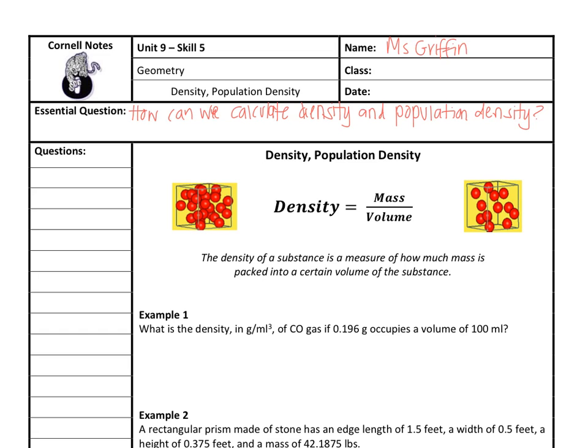We're taking a look at Unit 9, Skill 5, and in this skill we're going to be talking about density and population density. So your essential question is, how can we calculate density and population density? You've been learning about density for a while in your science classes most likely, and so you should know this formula: density equals mass divided by volume.